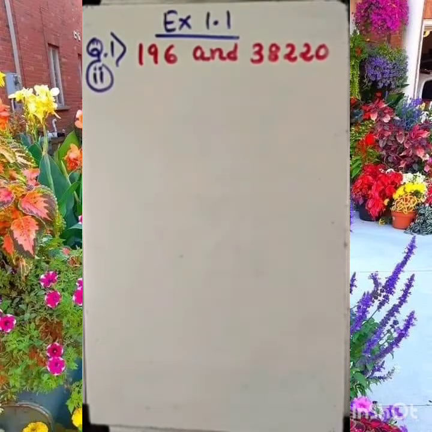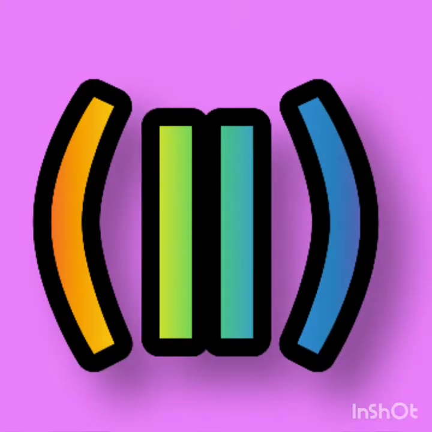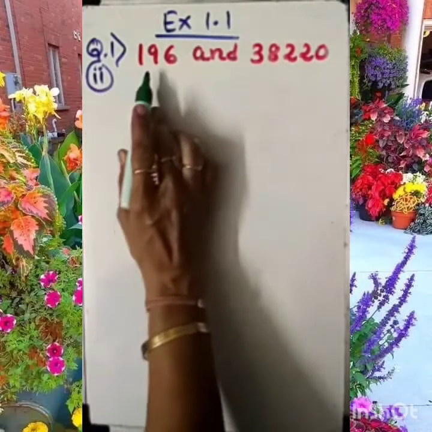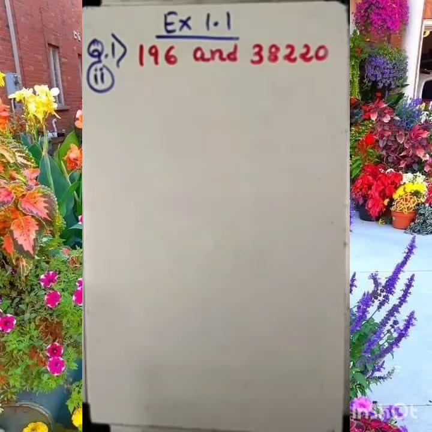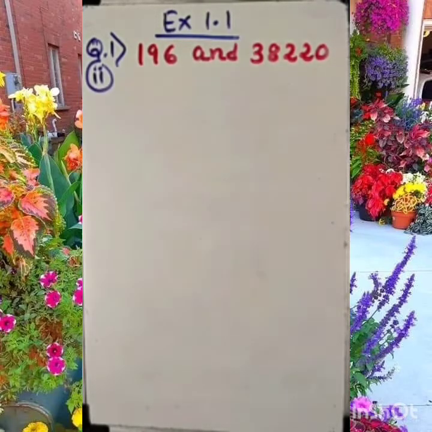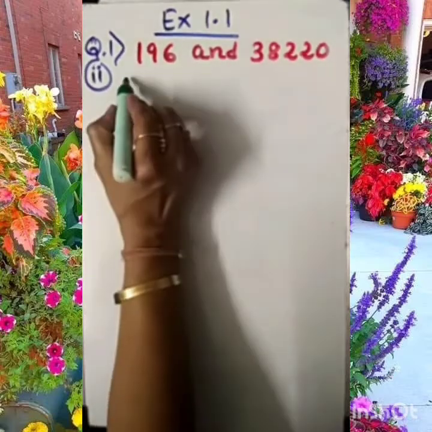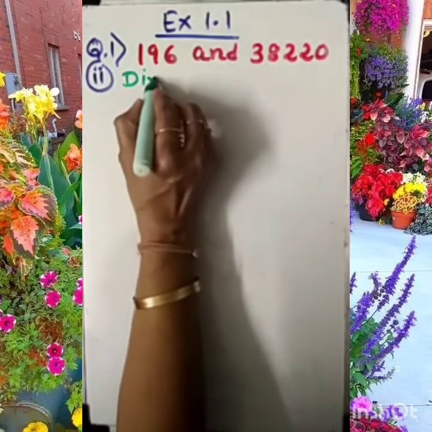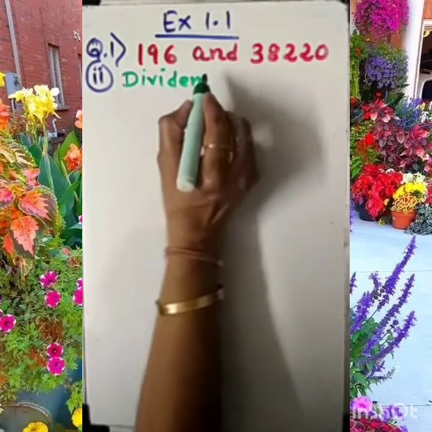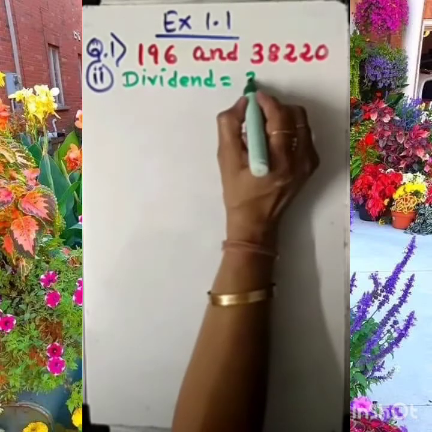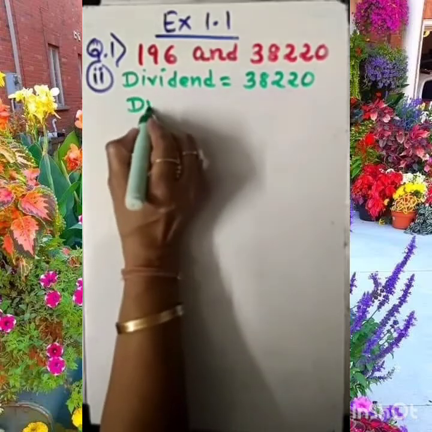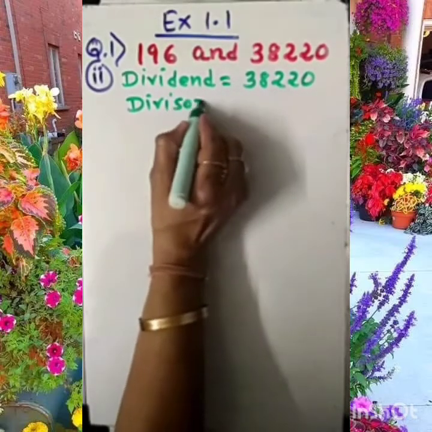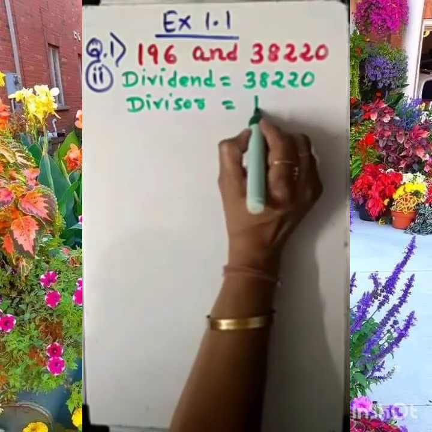So dear students, exercise 1.1, question 1, and it's the second part. We are given the numbers 196 and 38,220. As usual, you know, we need to mention what is dividend here. So the dividend is the biggest number, so it will be 38,220. Fine. What is divisor? Divisor will be the smallest number, so here it is 196.